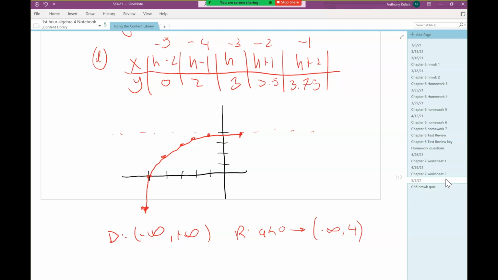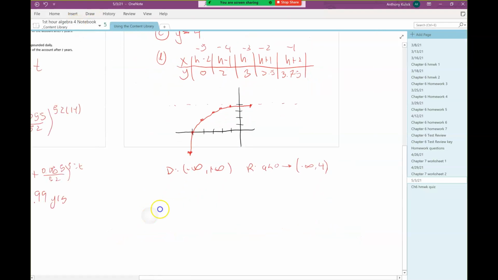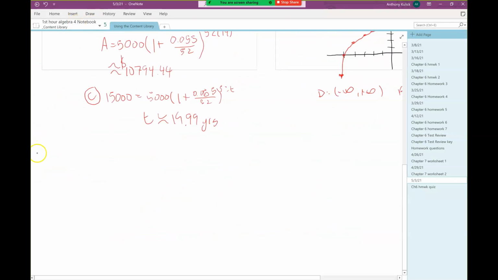Okay. So, in the previous lesson, we had talked about this compound interest formula, right?